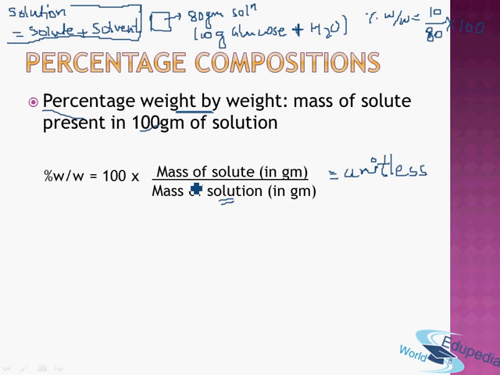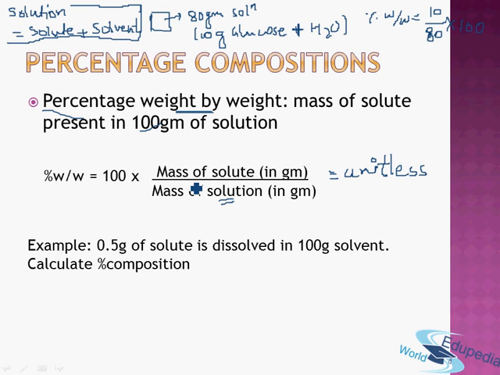Let's look at an example. 0.5 gram of solute is dissolved in 100 gram of solvent. You have to calculate percentage composition. Okay, it's a very simple, straightforward question. You just have to calculate percentage composition. Now it doesn't say percentage weight by weight, but by default, whenever you are asked percentage composition and no further information is given, we will always calculate percentage weight by weight.